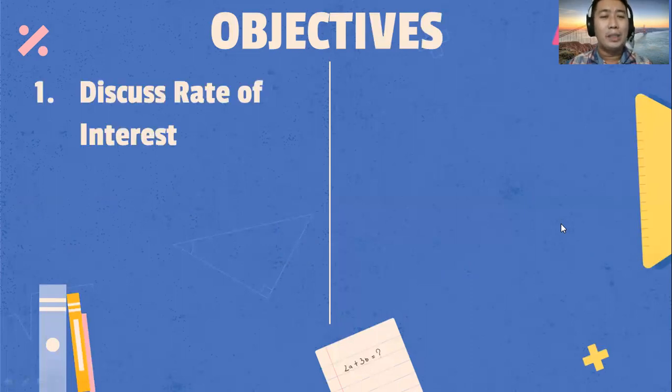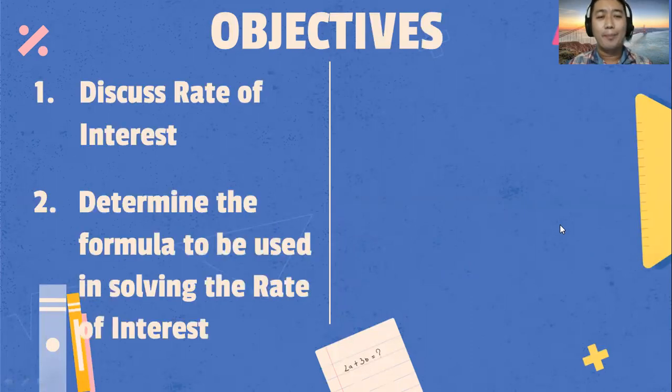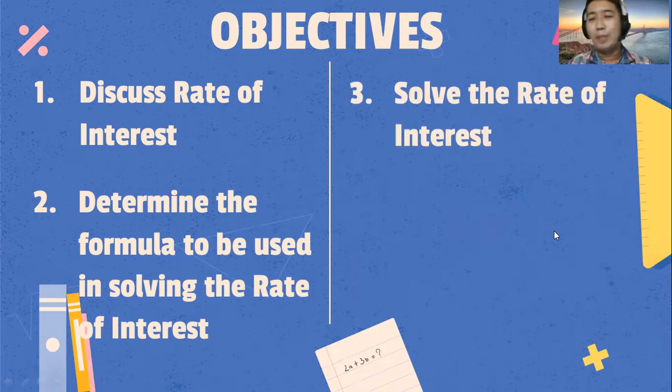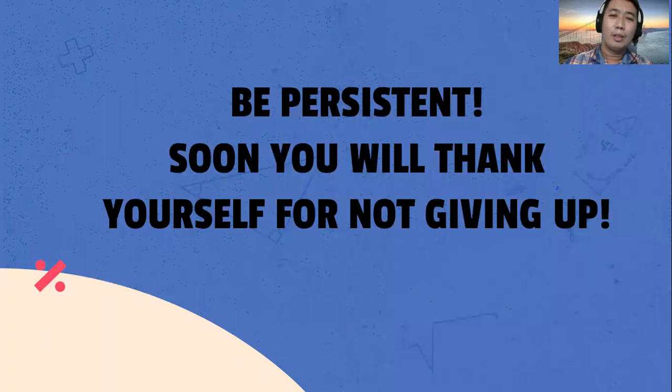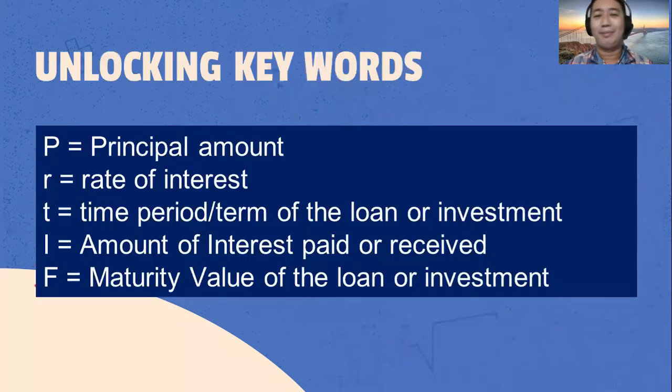Number one, discuss rate of interest. Number two, determine the formula to be used in solving the rate of interest. Number three, solve the rate of interest. Always remember, be persistent. Soon you will thank yourself for not giving up. Please do not give up.